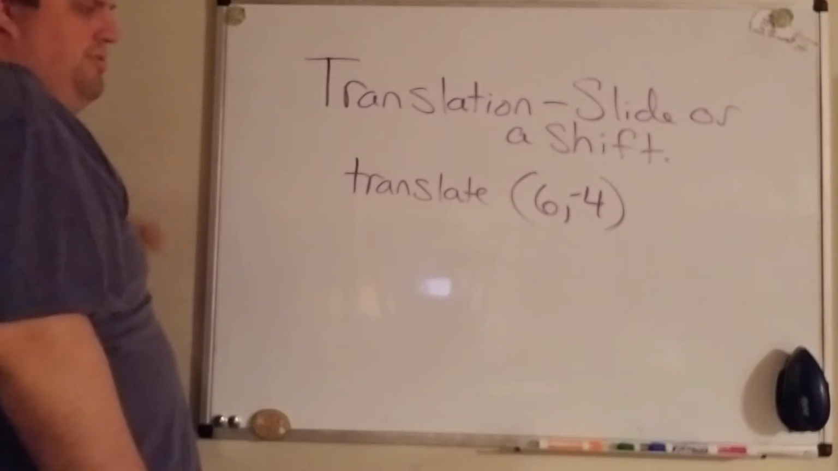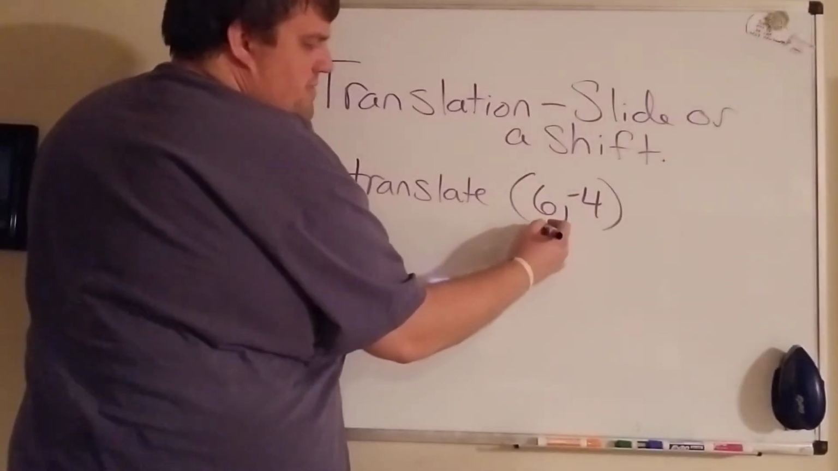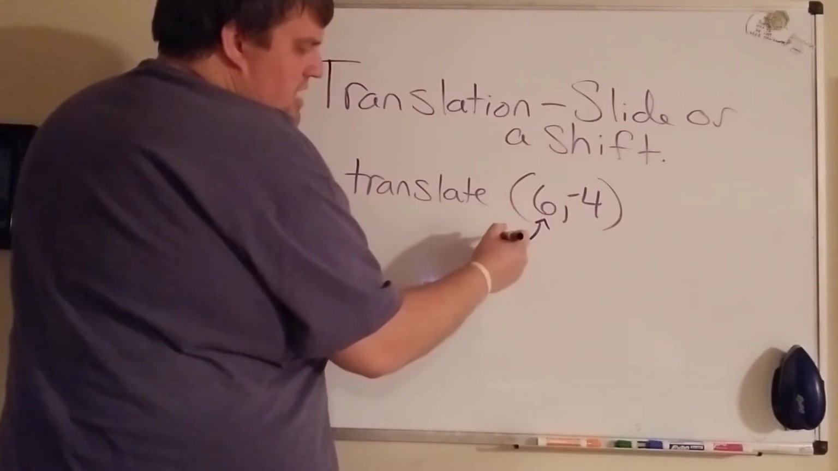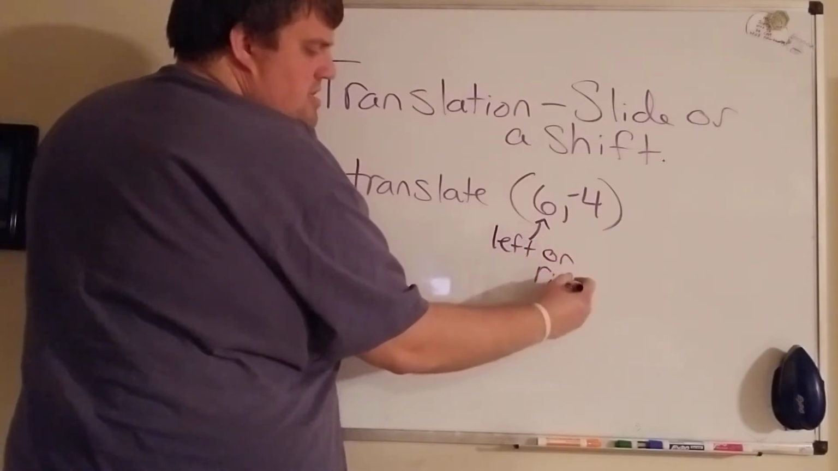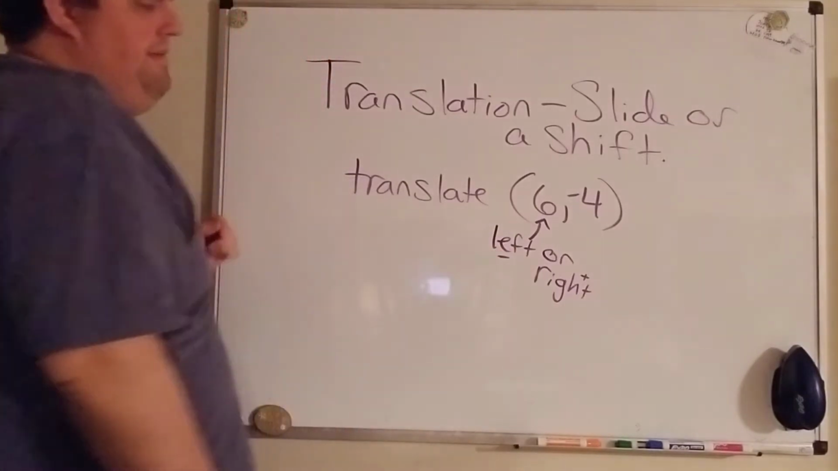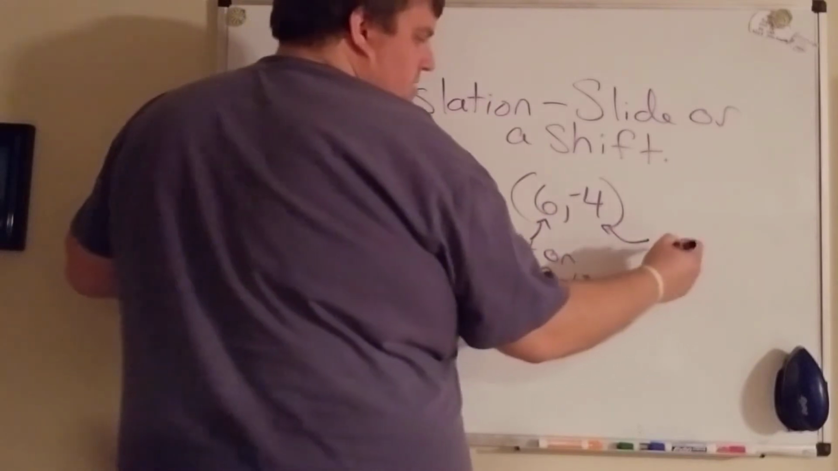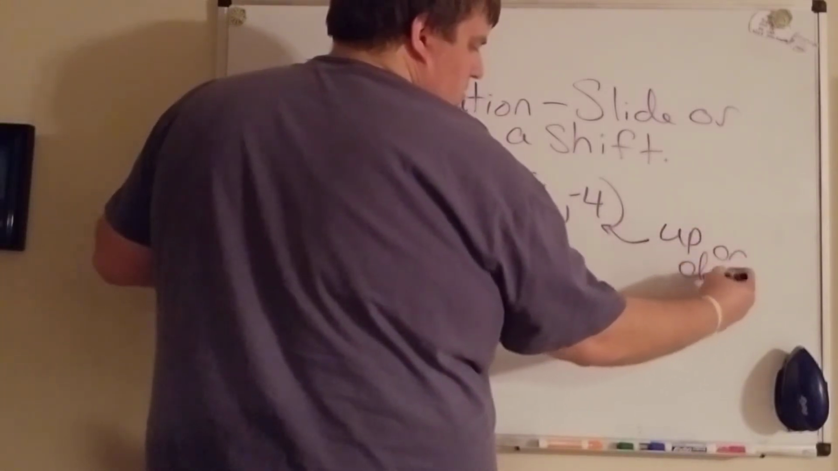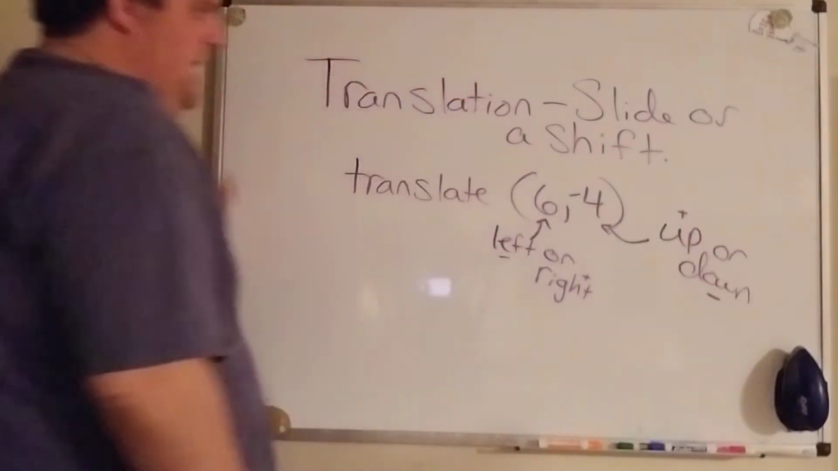Well, that thing next to it is not actually an ordered pair. That's going to tell you how much to move. So this first number is kind of like an x value because it's going to tell you left or right. If it's positive, it's going to go right. If it's negative, it's going to go left. The second number is kind of like your y value because it tells you up or down.